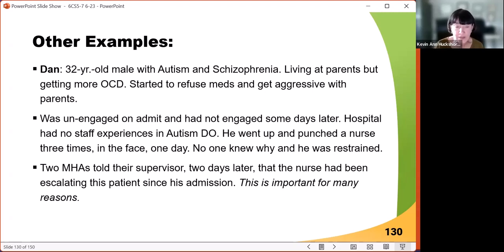Not that it was okay for him to hit her. It wasn't. But this guy's in a hospital because he's not doing well. So that was kind of on us. Next slide.